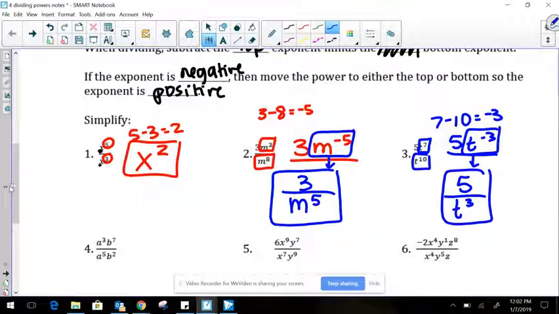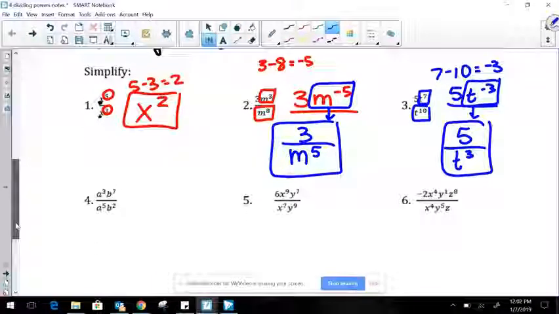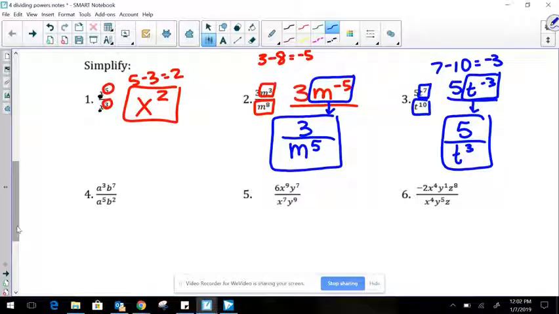Okay, let's do a couple down here then. Now we have 2 or more letters. So let's do number 5. The 6, that's just fine. So we just keep it up top. Now I'm focusing on my x's. Okay, so I have top minus bottom. So I have 9 minus 7. So that's x to the second.